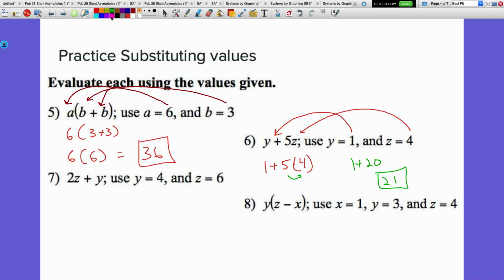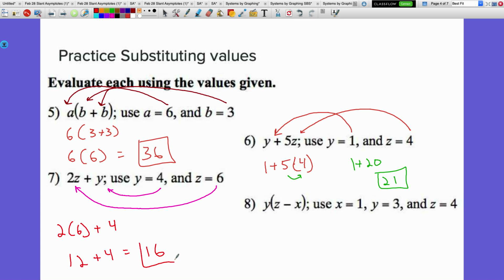All right, number 7, 2z plus y, z equals 6, y equals 4. Watch out for when they're out of order like that. So this now becomes 2 times 6 plus 4. Multiplication first, 12 plus 4 equals 16. Put a box around that. All right, and number 8 is up to you.